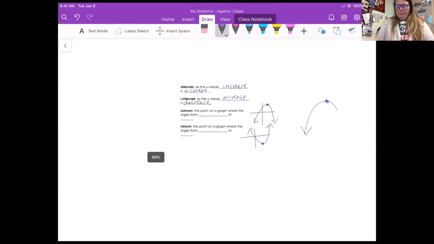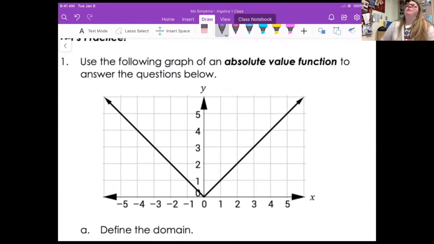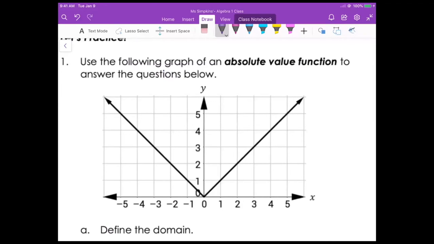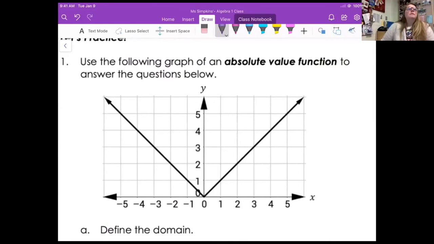Okay, so let's look at a graph. This is an absolute value graph. Why do you think that is what an absolute value graph looks like? Maybe because it doesn't have any curves. That's not necessarily why. It's because the absolute value of -5 would be +5, and it's the exact same on both sides. So if we are talking about the absolute value of -5, the answer would be +5, right? The absolute value of +5 is also +5.